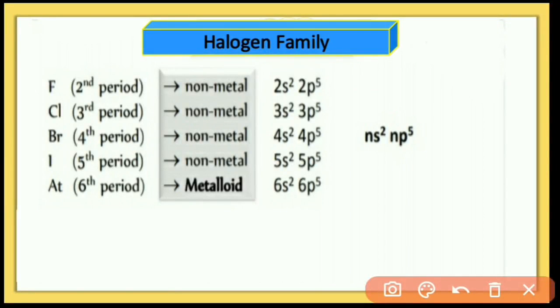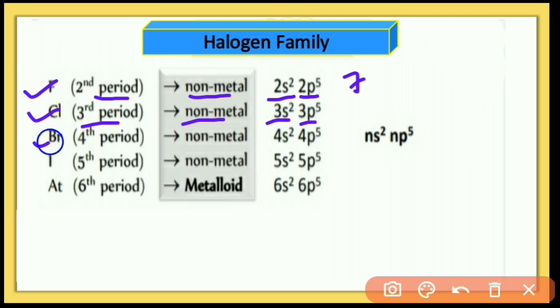Halogen family, fluorine belongs in second period and it is non-metal. According to period number, its valence electronic configuration is 2s2 2p5. So 7 electrons are present in its valence shell. Chlorine belongs in third period. It is also non-metal. According to period number, 3s2 3p5. Next, bromine belongs in fourth period. It is also non-metal and its valence electronic configuration 4s2 4p5.